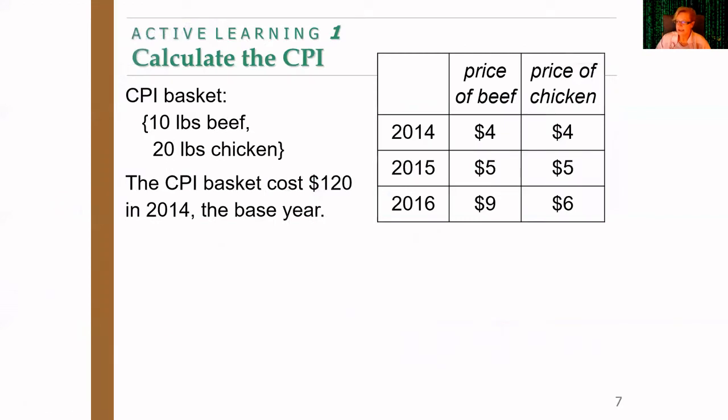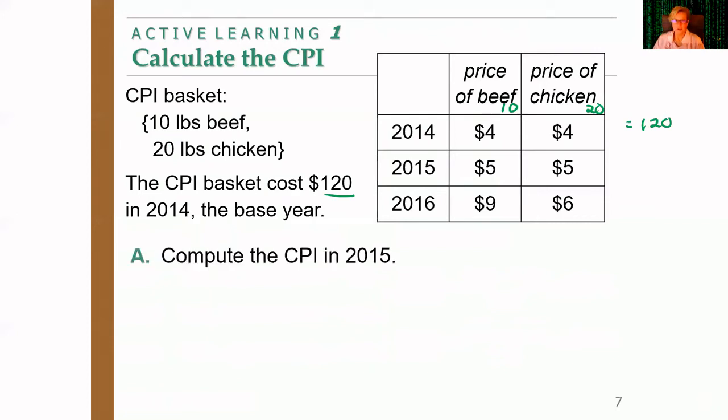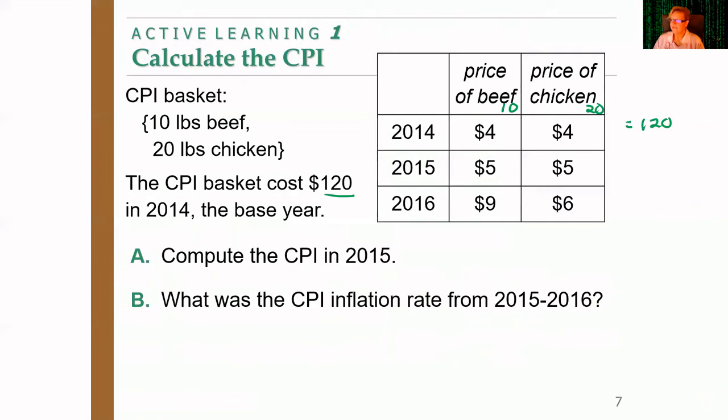Okay, so here's another example. And if you want, pause this and go ahead and work it on your own, but I'm going to go ahead and work it. So I'm going to put my quantities up here. I have 10 beef and 20 chicken, okay? And I want to calculate the basket's cost in each year. And it did it for me for the first year, which is nice because see, the basket costs 120 in the base year. So 120. And then it says compute the CPI in 2015. What's the inflation rate from 2015 to 2016?